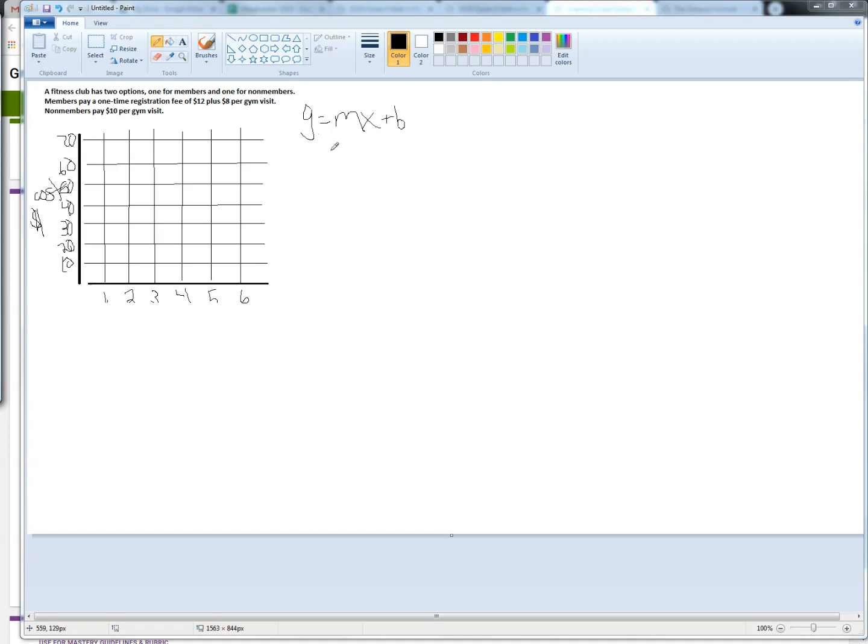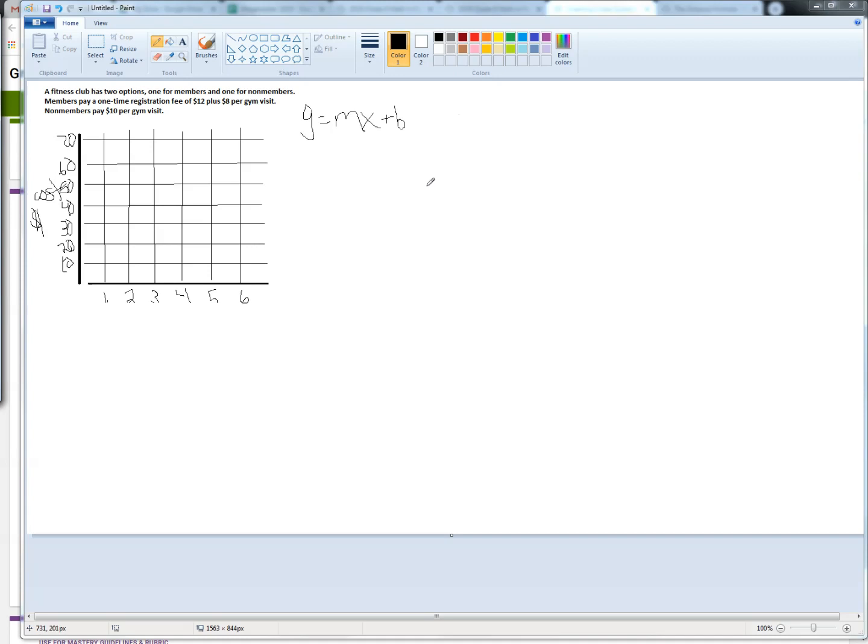So we are going to make a linear system of equations. That means we're graphing at least two linear equations. I wrote y equals mx plus b here because that is the form we use for all of our linear equations in 8th grade. And you're going to continue using that throughout your math career.